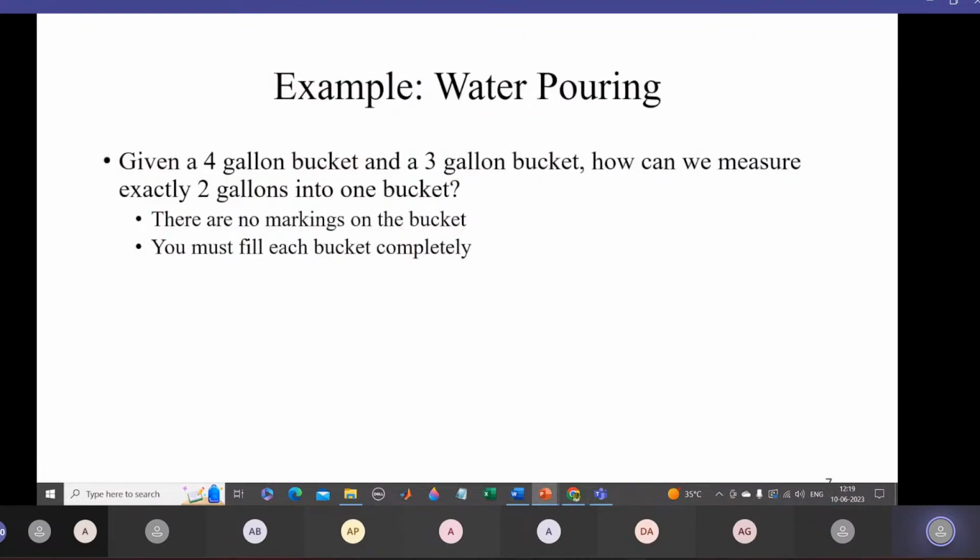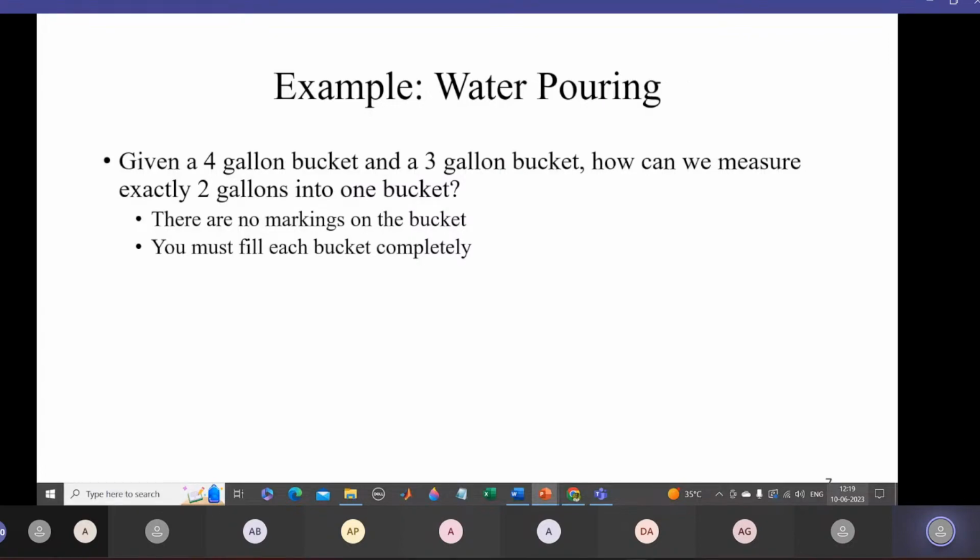Now we are going to work on it. The problem here is, and I'll give the answer later, you have a 4 gallon bucket. Instead of gallon, you can take it as a liter. You have a 4 liter bucket and a 3 liter bucket. With these two, you have to measure 2 liters, and that should be in one bucket.